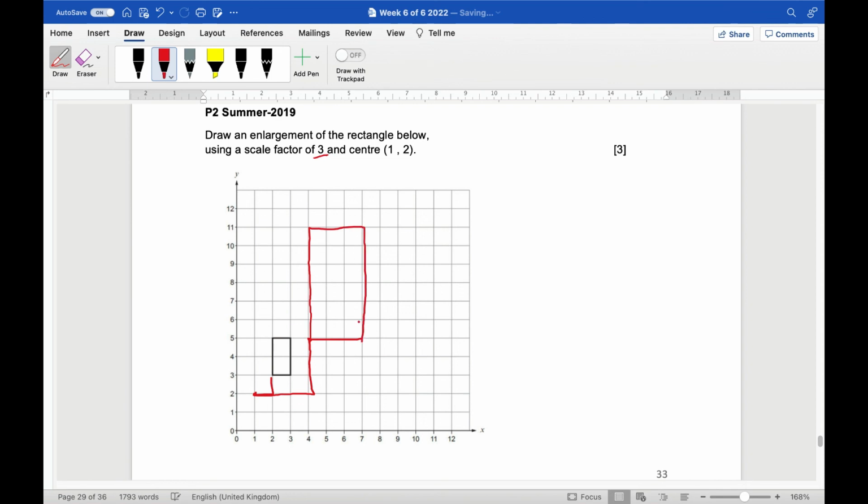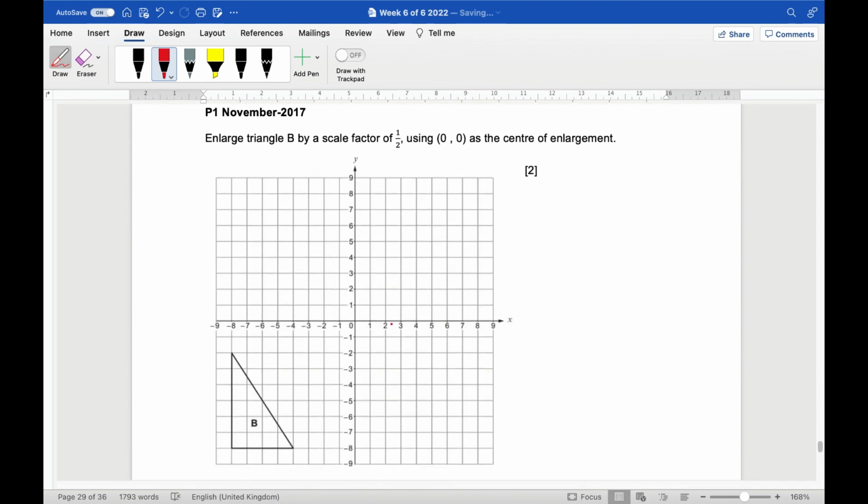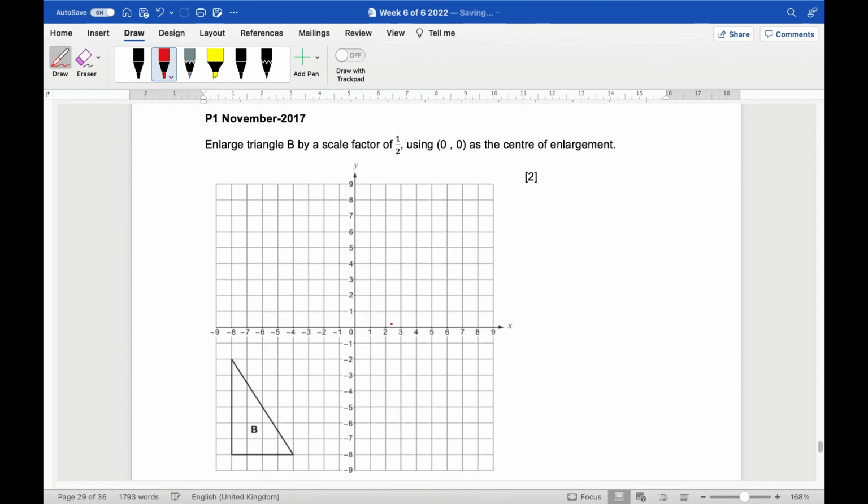Okay, again, I don't think it'll be that. That's too easy. That is not higher tier. These are higher tier. Okay. Scale factor half. Half as big, half as far away. Not twice as big or 3 times as big.